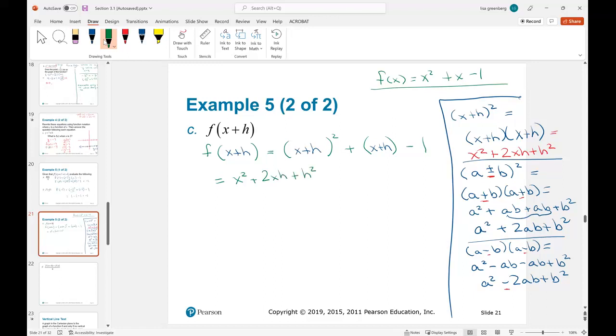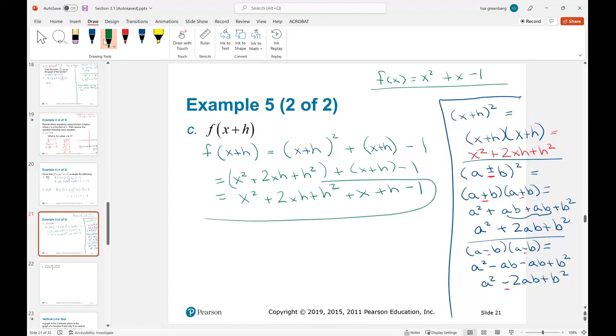That's the first term. I'll put parentheses. So that's that, plus x plus h minus 1. And I can take all my parentheses off because I have nothing negative here. And I can't see any like terms. I don't see anything to combine here, right? So this is the final answer.